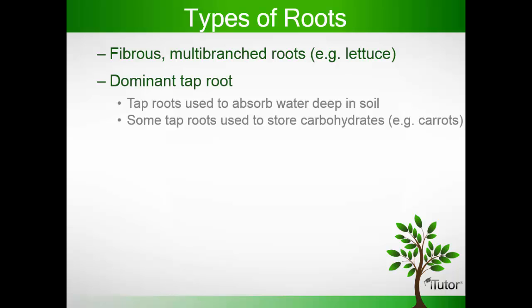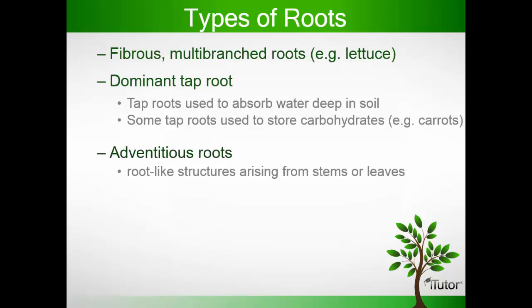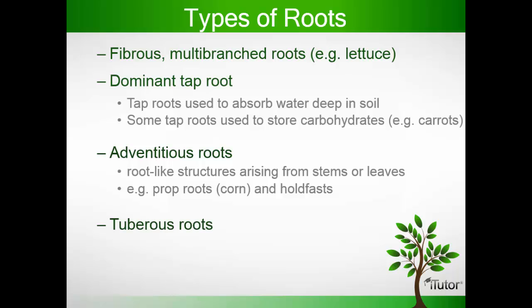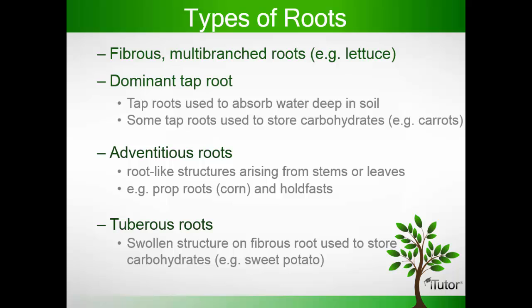So carrots are actually a vegetable that is a root. So we actually eat roots, and roots can be delicious, just like carrots. We have adventitious roots. These are root-like structures arising from stems or leaves. Prop roots, like corn and holdfast. So corn have root-like structures, and then we have tuberous roots, which are swollen structures on fibrous roots. Okay, not tap roots, used to store carbohydrates like sweet potatoes.